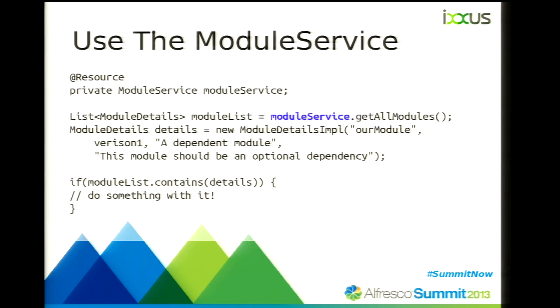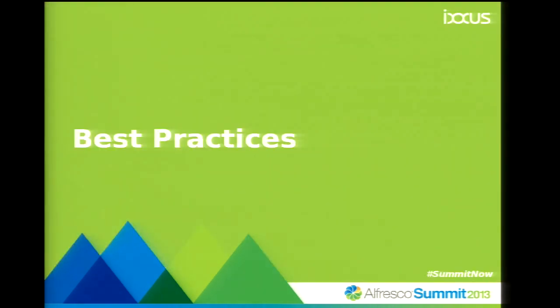What the module service also allows us to do is define optional dependencies if we want to. So here we've got a module service, and we're calling getAllModules. From that, we're simply providing a version of our optional module. And then we can simply use contains on this module detail to understand if we have modules available to us at runtime. From there, we can start composing optional dependencies.